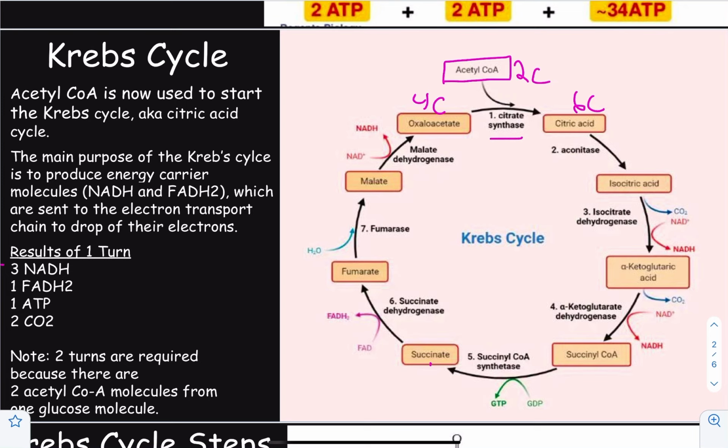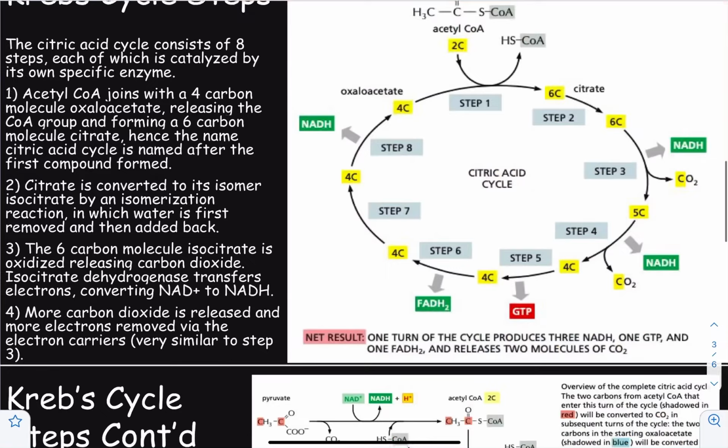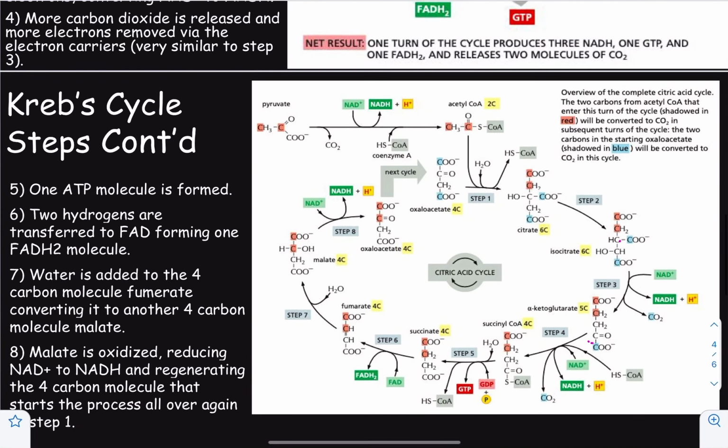And then citric acid goes through an isomerization reaction with the help of aconitase to form the isomer isocitric acid, also 6-carbon. What happens here is that water, H2O, leaves, and then actually comes back in. I'll show you in the next slide where there are structures.